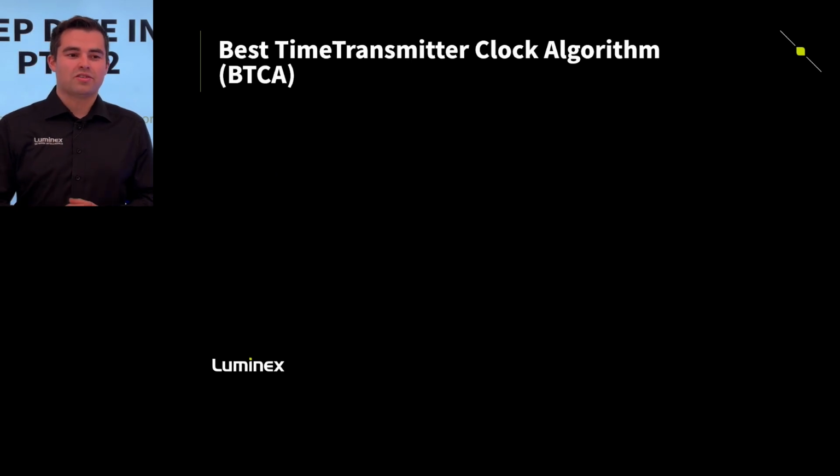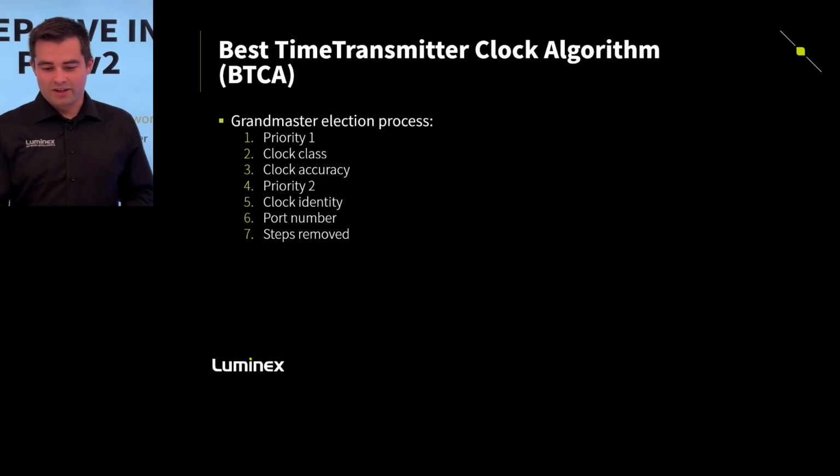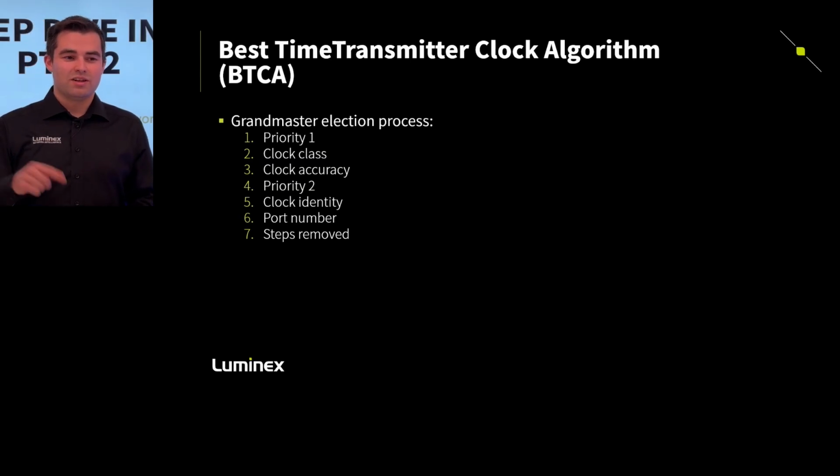So how does this best time transmitter clock algorithm work? The grandmaster election process will look at these 7 parameters that are currently on screen, in this order as well. So first of all, there is the priority 1 value. Next up, there is the clock class and clock accuracy value, and only after that, it will look at the priority 2 value. Finally, there are parameters to match up if all before are the same, like clock identity, the port number on which the timing information was received, and how many steps the grandmaster is removed from that port.